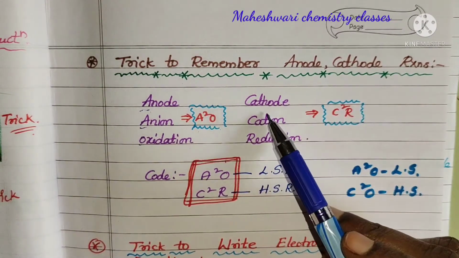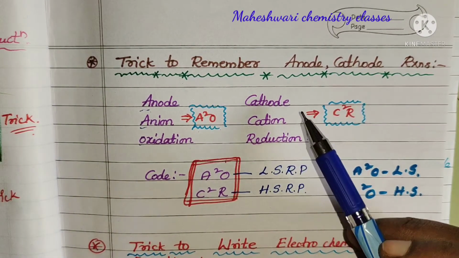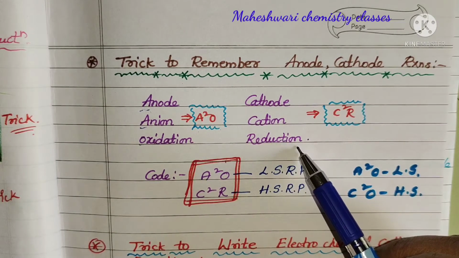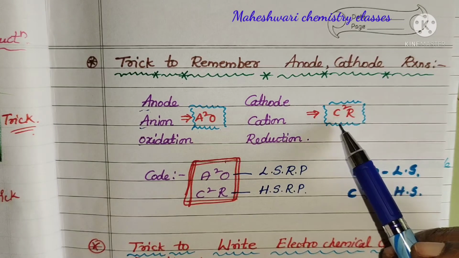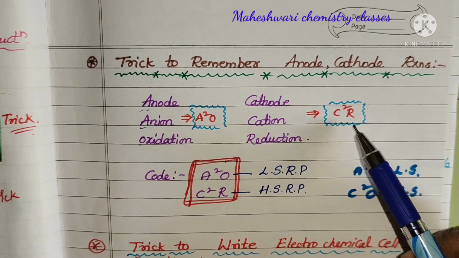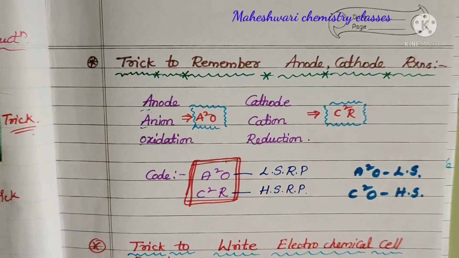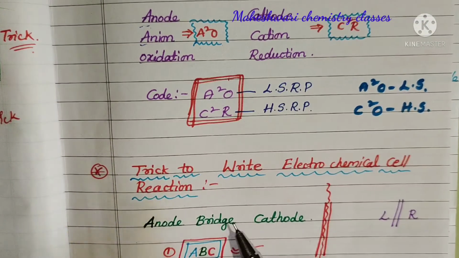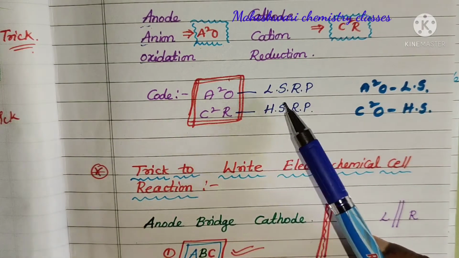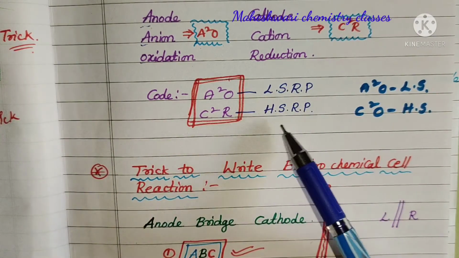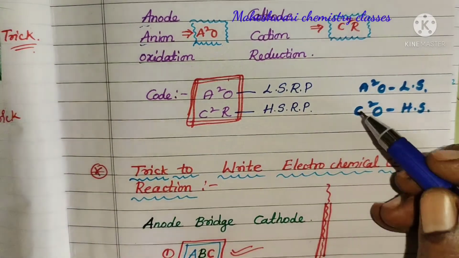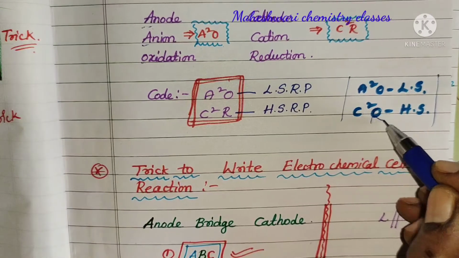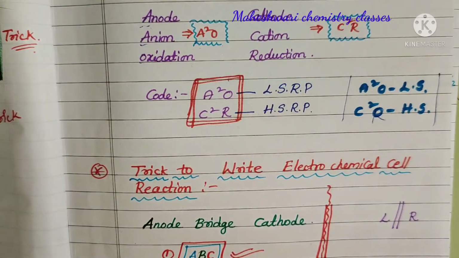Next, cathode, cation, reduction. At the cathode, cations are present and a reduction reaction occurs. This is another trick, C square R. Just remember it like this, and you may easily learn the total topic on the basis of these tricks. Another code word: A square O LSRP, C square R HSRP. Simply, A square O LS, C square R HS.